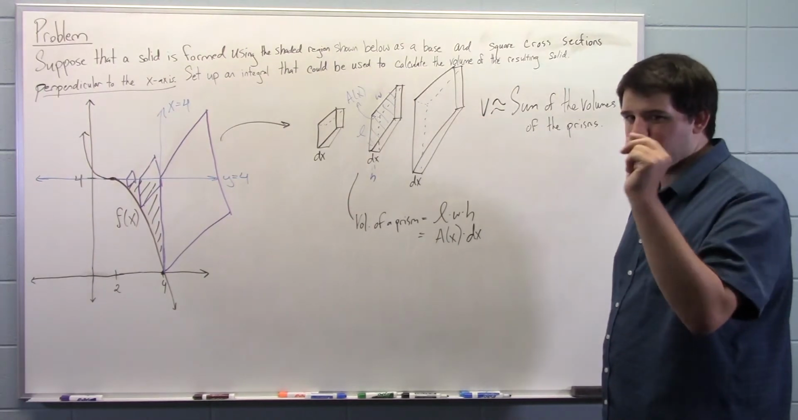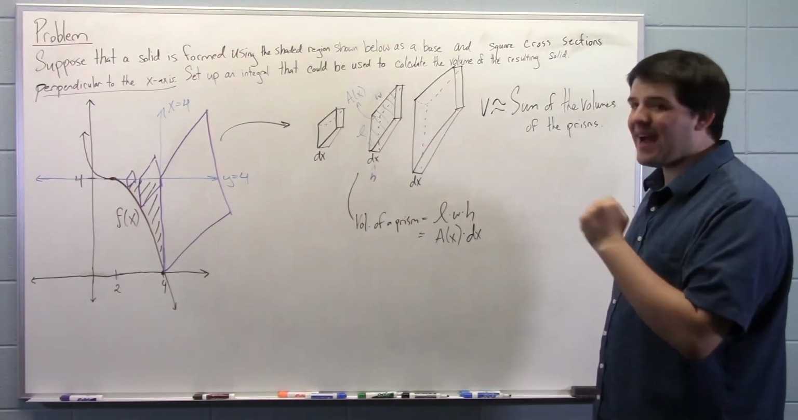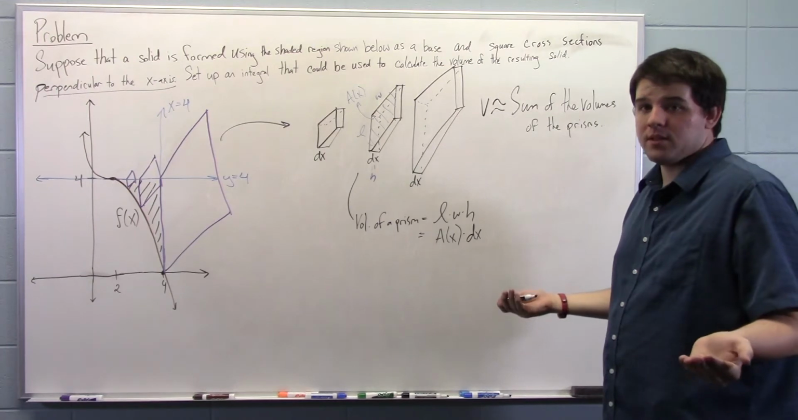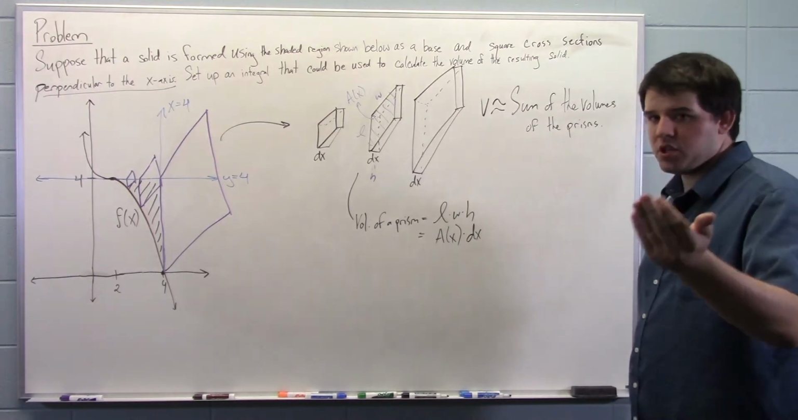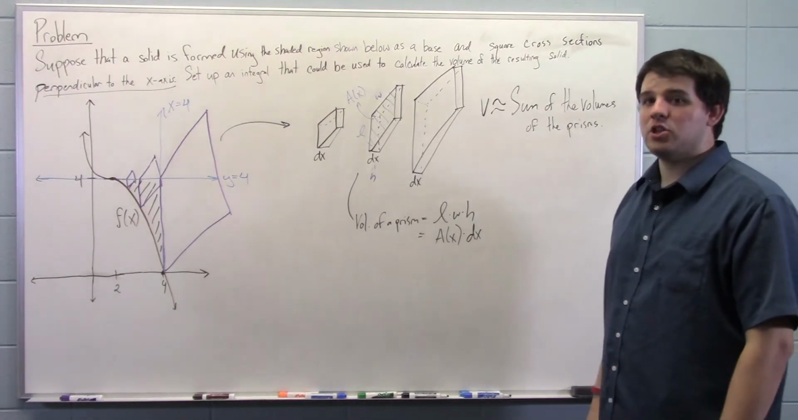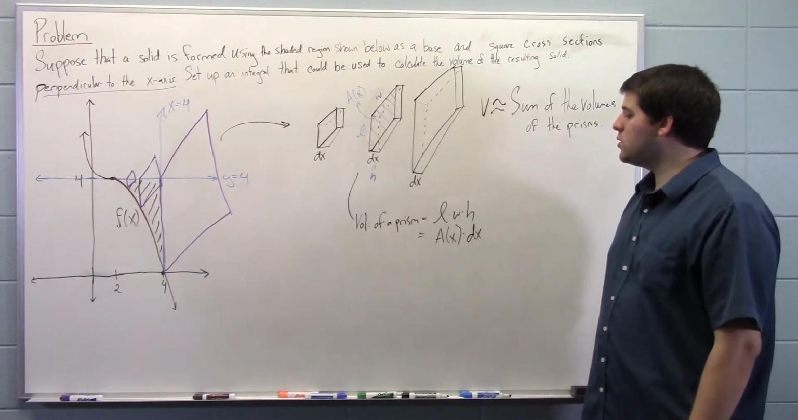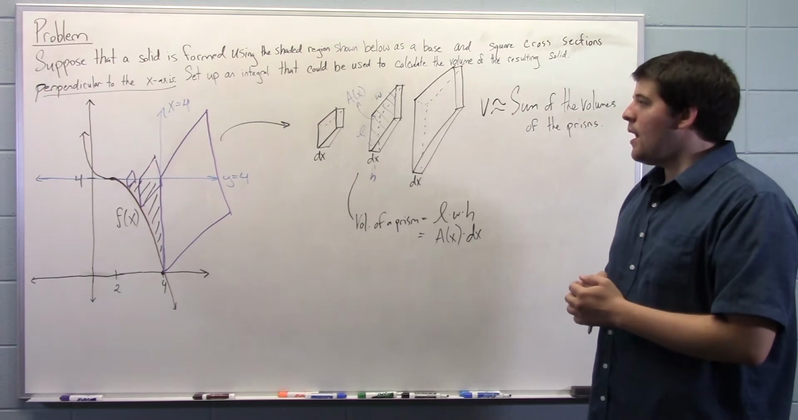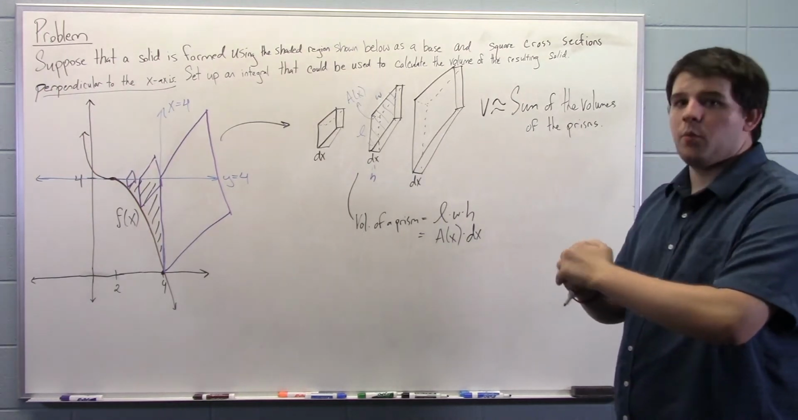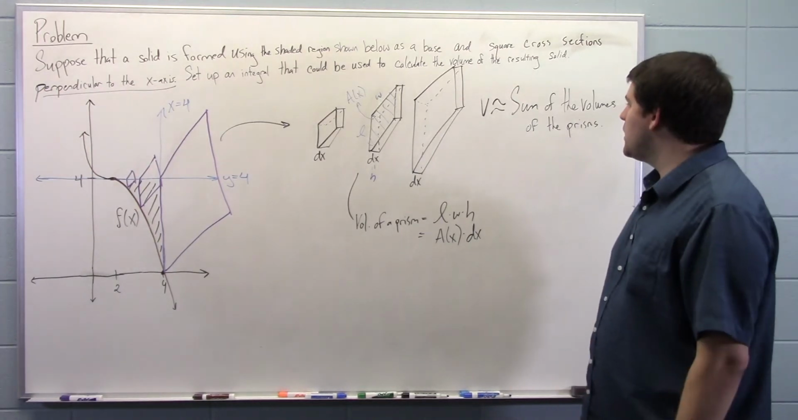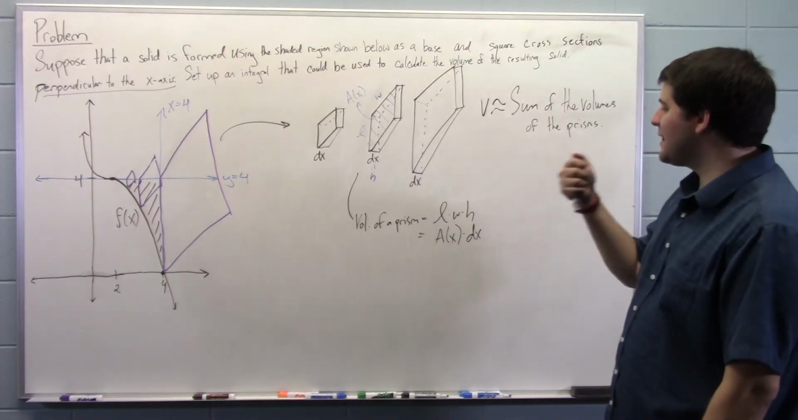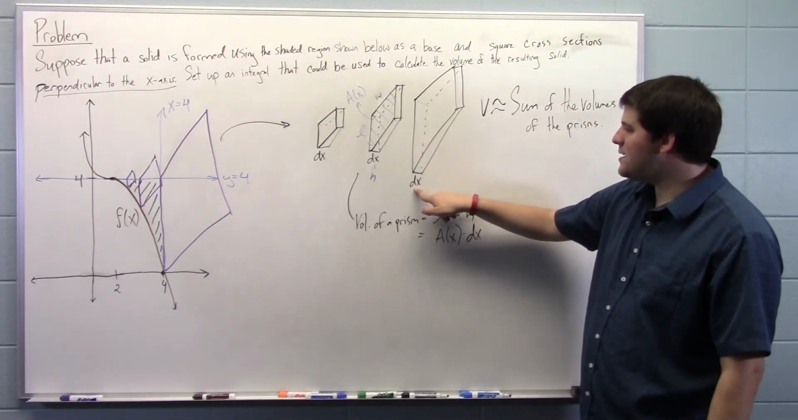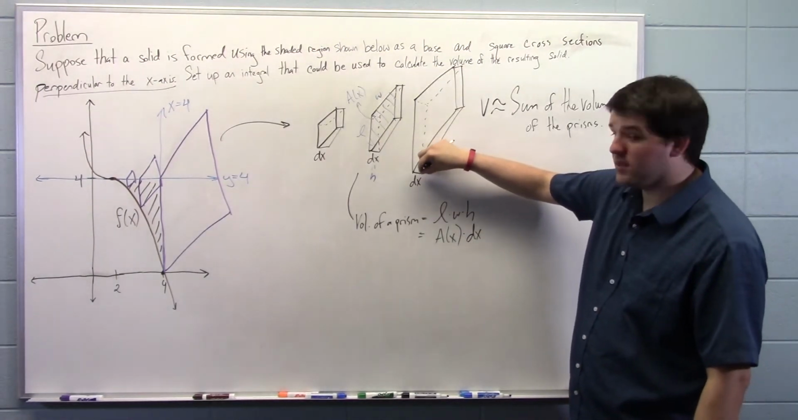We want the exact volume though, and in order to get the exact volume, we're going to have to use more prisms, right? Just like we used more squares in order to get a better approximation of our area, we're going to use more prisms to get a better approximation of our volume. And we don't just want a better approximation, we want the exact value. So in order to do that, we're going to have to take a limit as the height of each of these prisms tends toward 0.